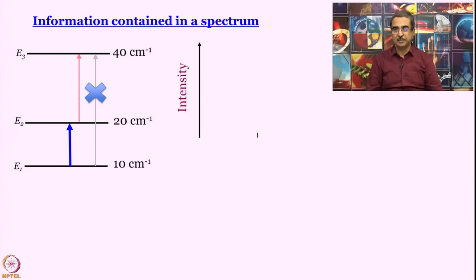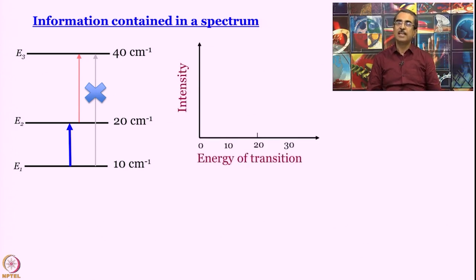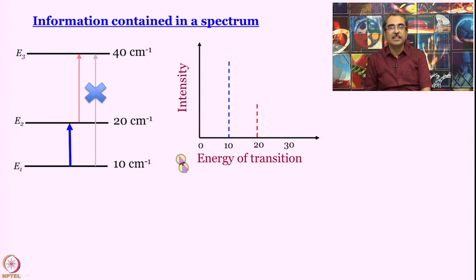Now, when I try to plot the spectrum, a spectrum is essentially a plot of intensity versus energy in some form. It can be wavelength, it can be wave number, it can be energy in electron volt, kilocalorie, or joule, whatever. So, essentially it is a plot of some energy parameter on the x axis and intensity on the y axis. Where should I get the lines? This energy gap is 10 centimeter inverse, so I should get a line at 10 centimeter inverse, and this energy gap between 2 and 3 is 20 centimeter inverse. So, I should get another line at 20 centimeter inverse, and I should not get a line at 30 centimeter inverse because this transition from 1 to 3 is forbidden. So, that is what takes care of the x axis.